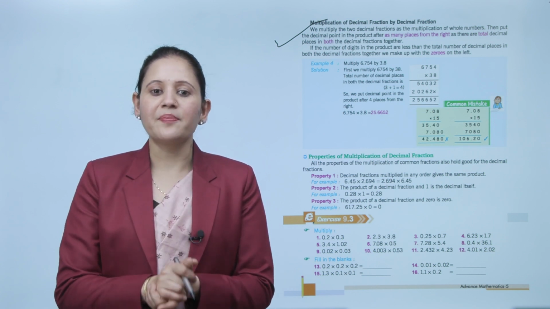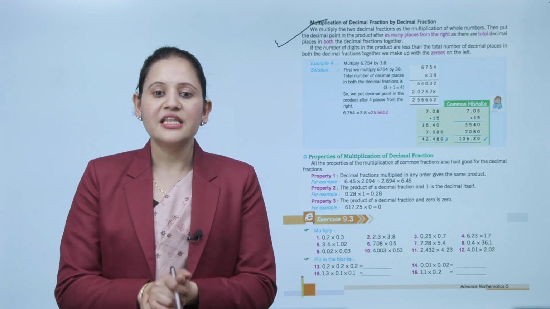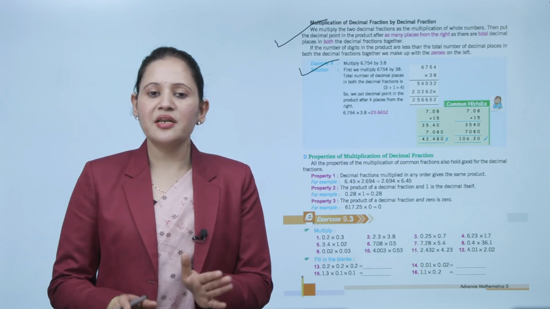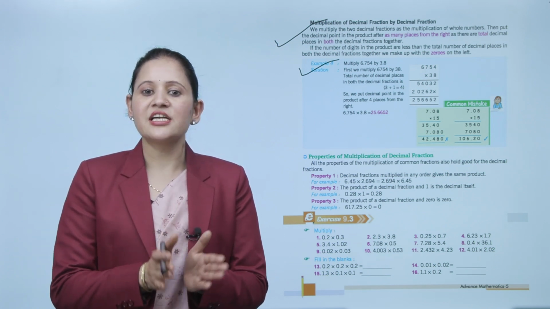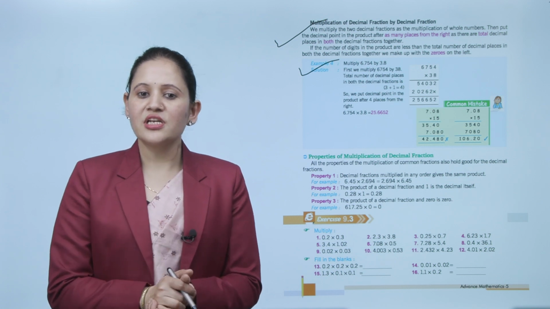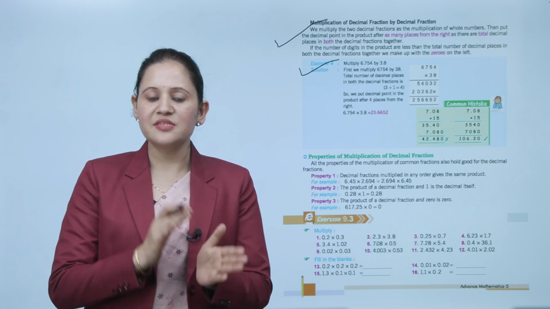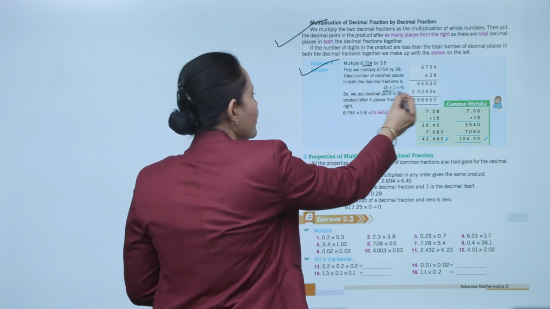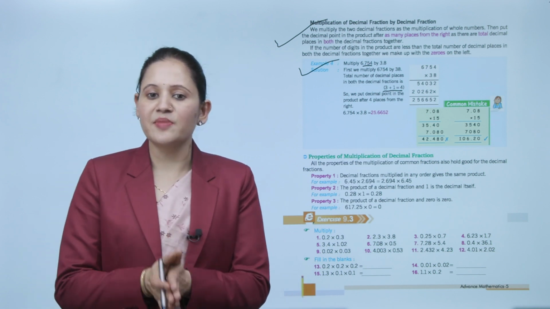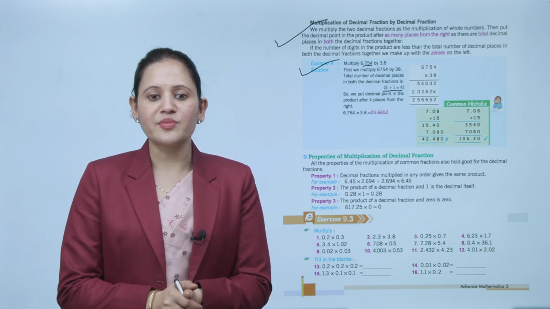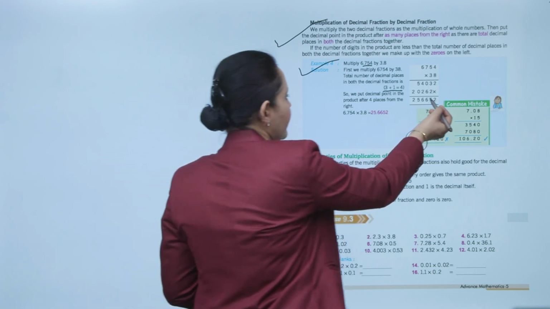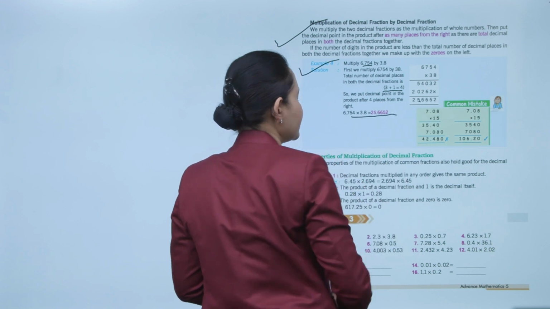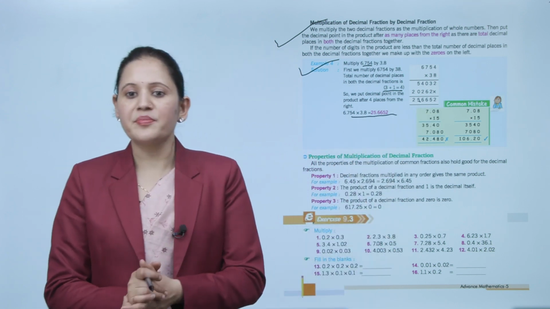Let's understand with an example. Multiply 6.754 by 3.8. Both are decimal numbers. So first we'll multiply 6754 by 38. How many total decimal places will there be? Both decimals: 3 plus 1, because here 3 and 1. Total 4. So we'll put the decimal point in the product after 4 places from the right. Like here. This is the product, 1, 2, 3, 4. So the answer is 25.6652. Clear?